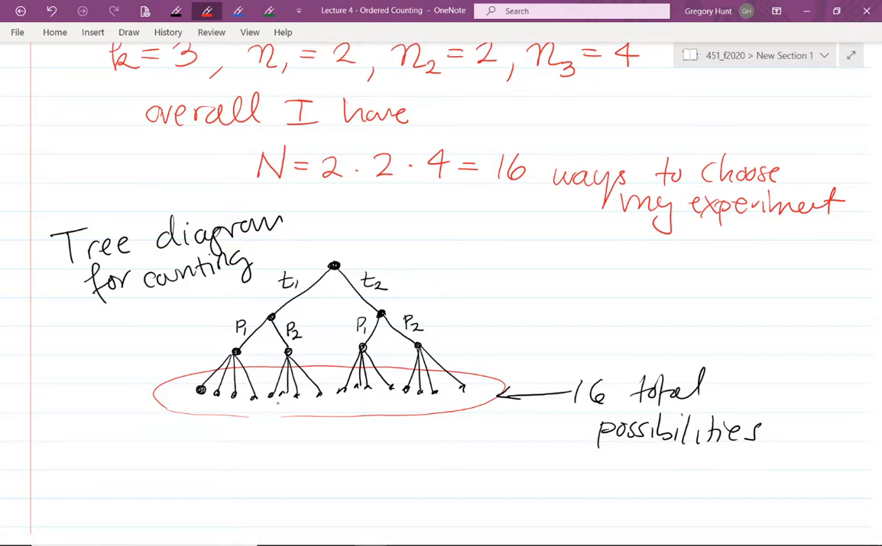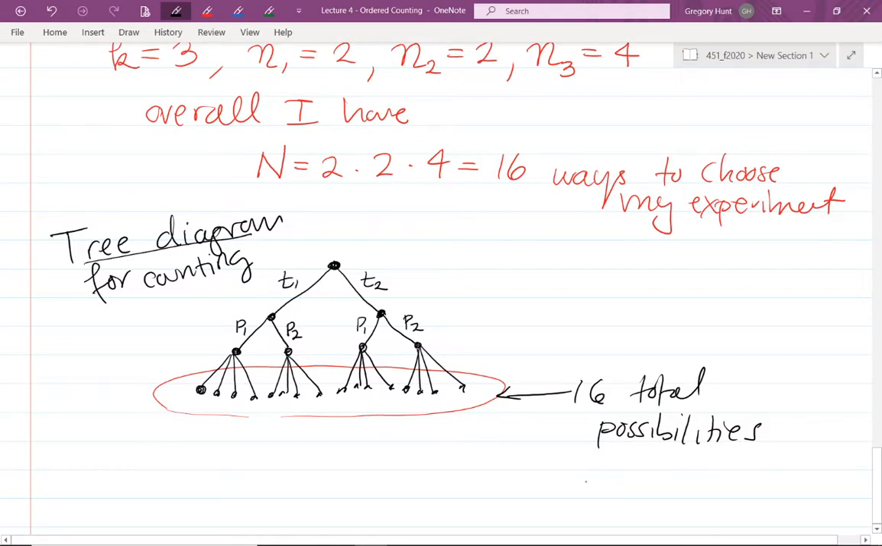Now, this is a really nice visualization. For a simple problem, it's kind of overkill, but this tree diagram works for any counting problem. Now, it could be very cumbersome to draw, but I could have very complicated choices where the pressure settings depend on the previous temperature settings, and the humidity settings depend on the previous pressure and temperature settings. So maybe not all these possibilities could happen, and some of them can. Maybe you have different numbers of branches at each point, but you can always draw the tree out, and at the end, the number of leaf nodes is always going to be the correct number of things.